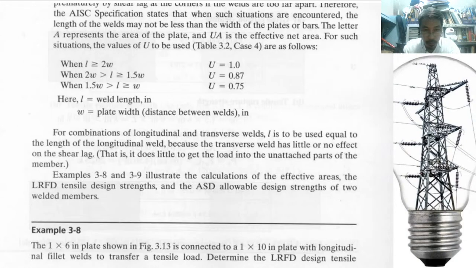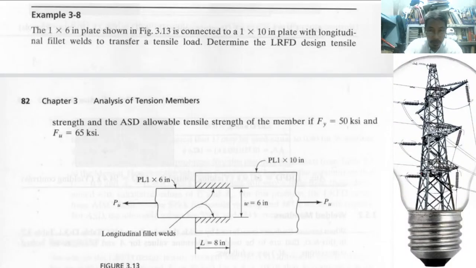So, let us proceed to the example. Example number 8. So, we are given a 1 by 6 inch plate as shown in the figure. So we have a plate which is 1 by 6, meaning we have width of 6 and thickness is 1. It is connected to a 1 by 10 inch plate, so they are both 1 inch thick, but this is wider because this is 10 inches, this is only 6 inches, and this is welded right here. So welded at the amount L is equal to 8 inches. So this is the weld, 8 inches from the edge to that point.